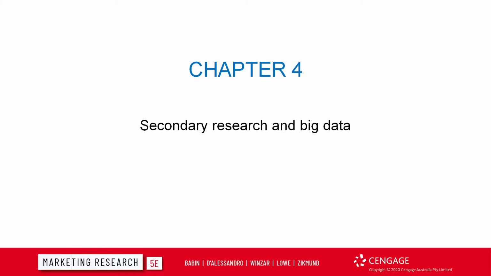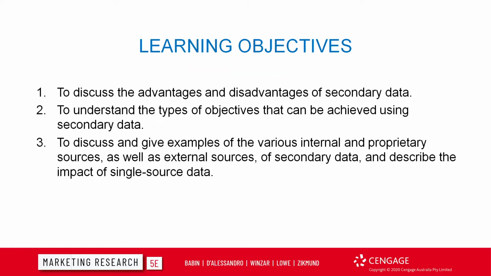Welcome to chapter 4, which explains secondary research and big data. This chapter provides an overview of secondary data within the context of big data. We'll look at the advantages and disadvantages of using secondary data, understand the types of objectives that can be achieved using secondary data, like fact-finding, model building, and database marketing, and discuss and give examples of various internal and external sources and describe the impact of single source data.